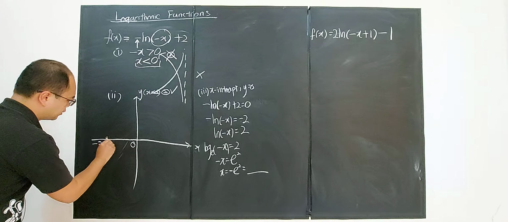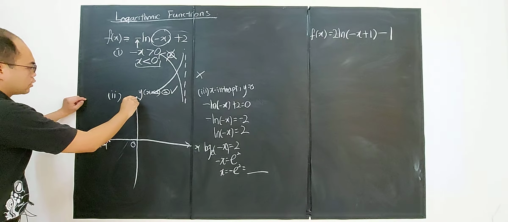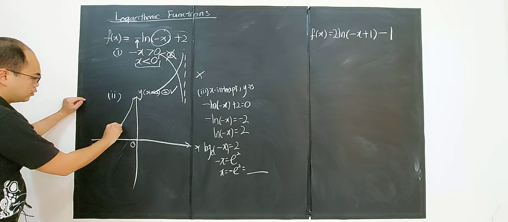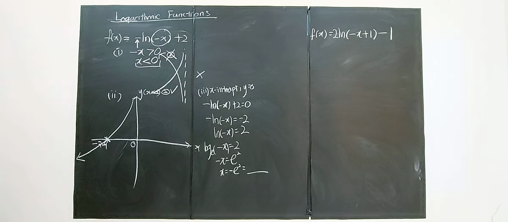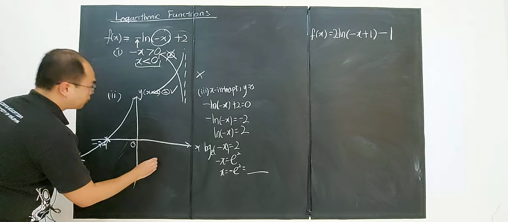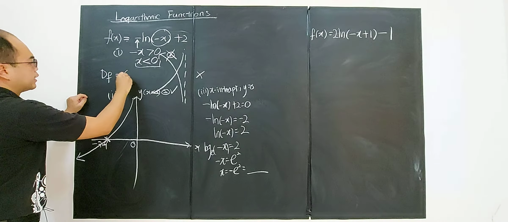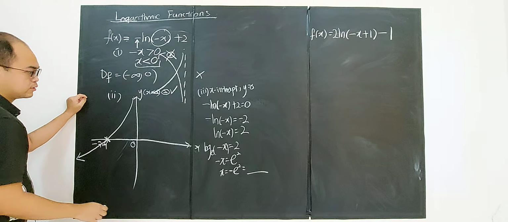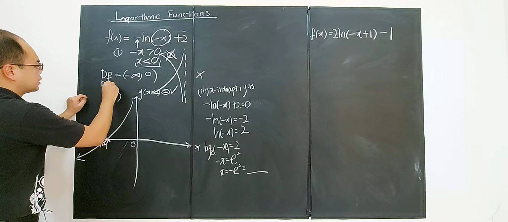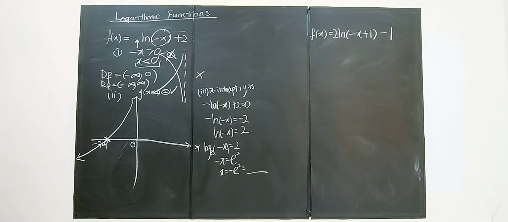Just sketching, right? So the graph has to be going down this way. All right. So this is the graph, right? Then the domain you can refer to number 1 here, which is negative infinity to 0, because x is less than 0. And the range, of course, is negative infinity to infinity, right?